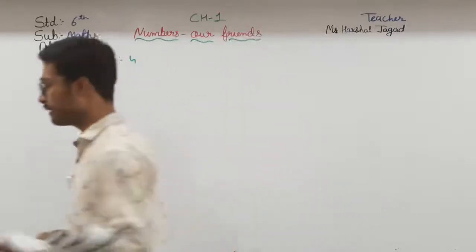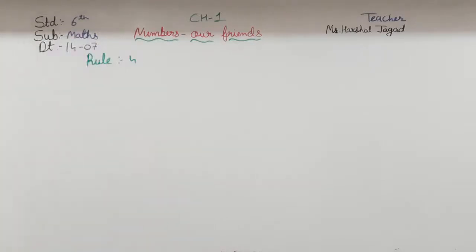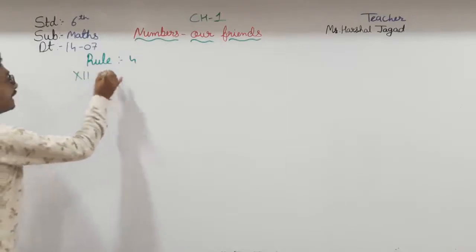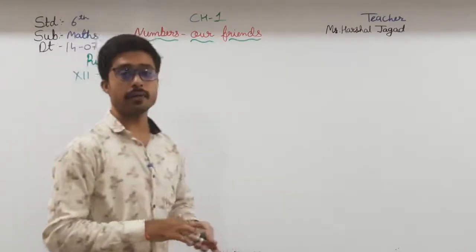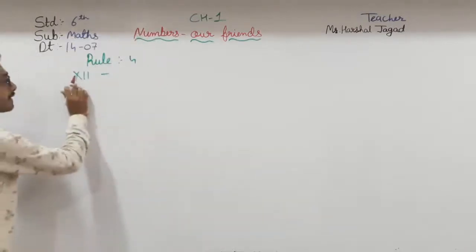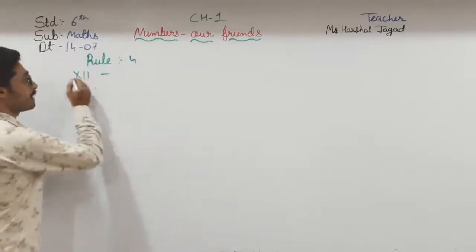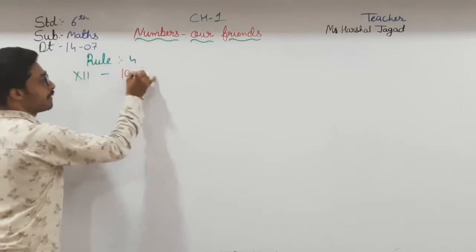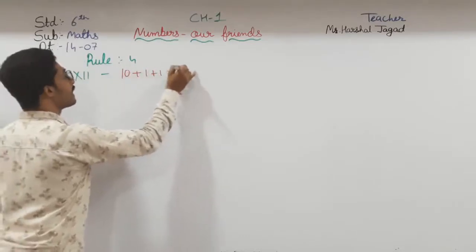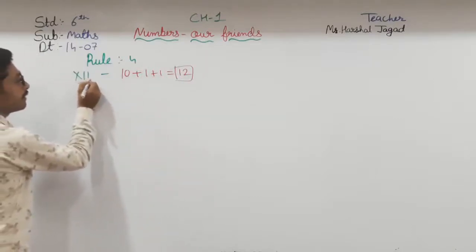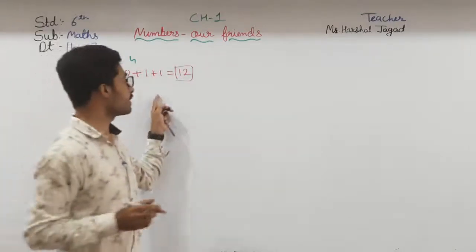Let me give a few examples. X, I, I. Here, X means 10 and I means 1 and 1. So X means 10 plus 1 plus 1, that is 12. Here 10, 1, 1, so it is 12.